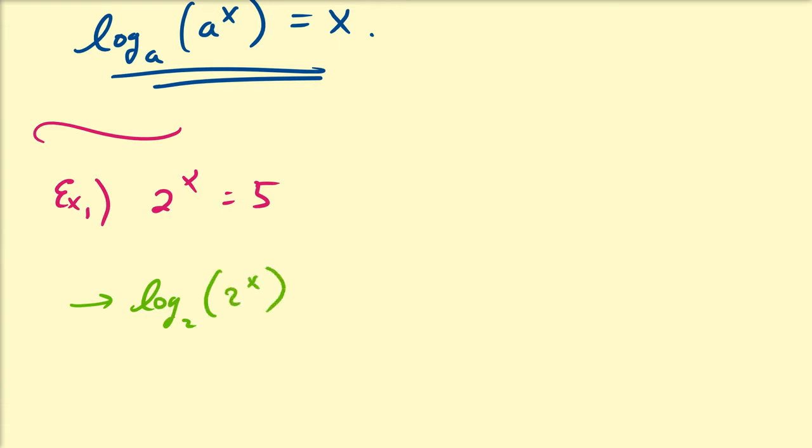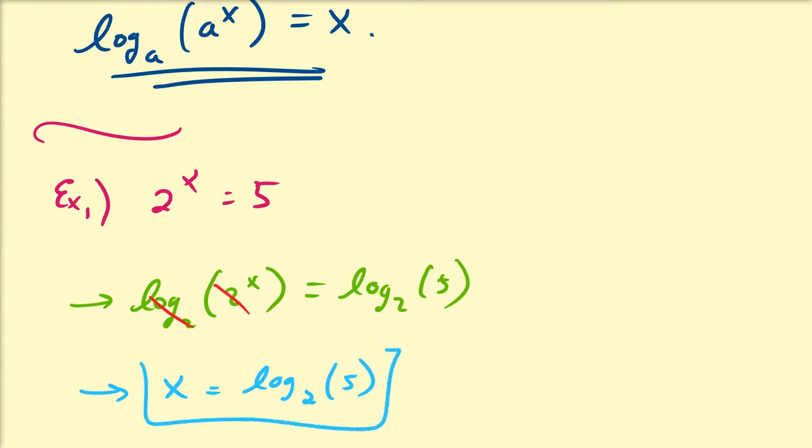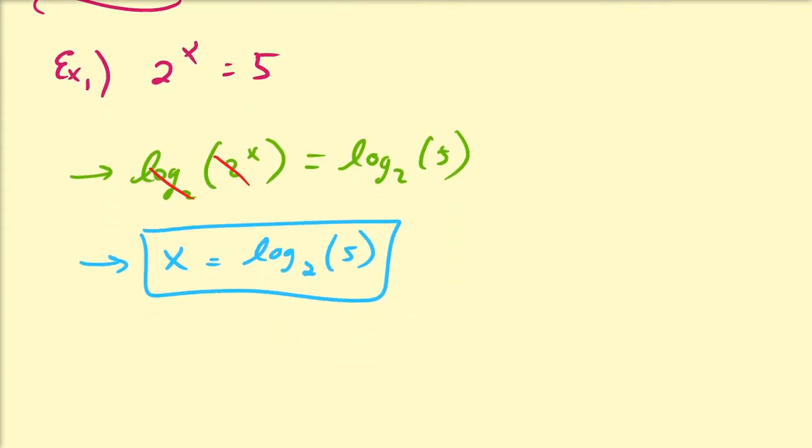So we have log base 2 of 2 to the x is going to be equal to the log base 2 of 5. So as we already know, the log base 2 of 2 to the x, so those cancel. So we're just going to be left with x is going to be equal to the log base 2 of 5. So that's going to be your solution. In general, we can extend this quite easily.